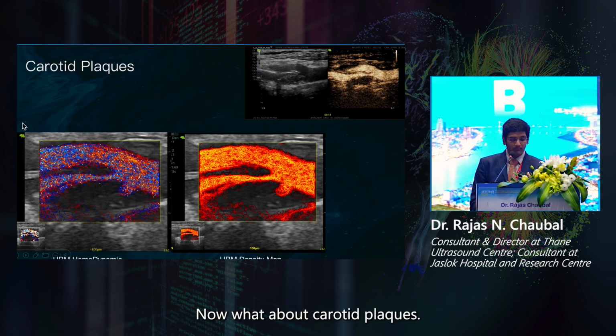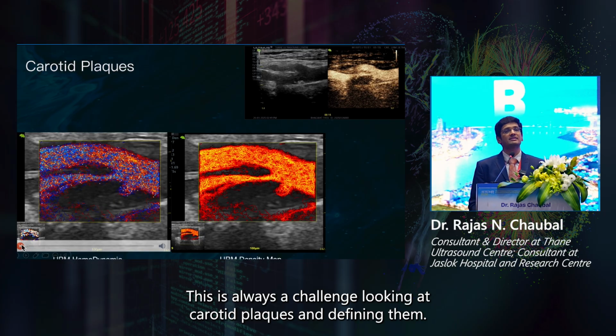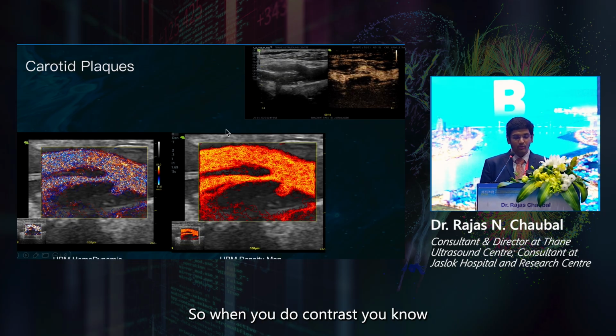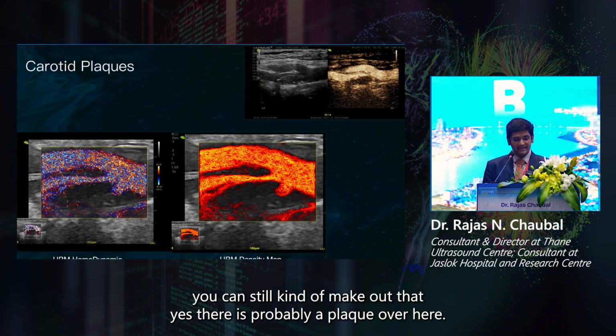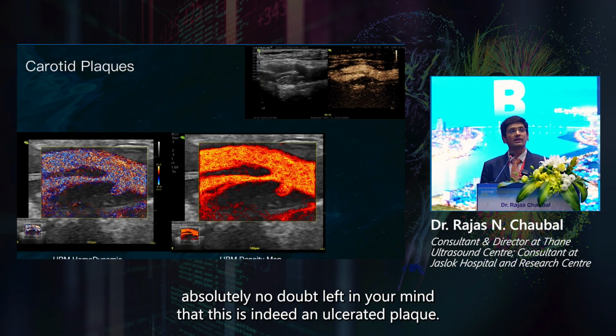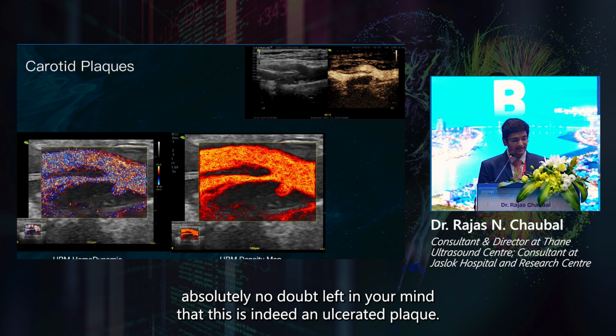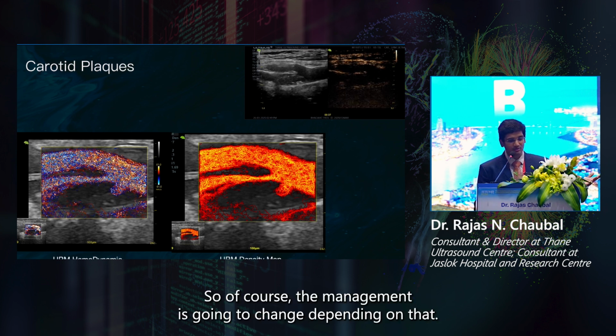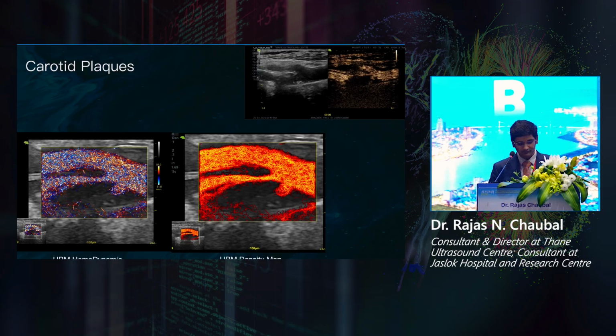Now what about carotid plaques, right? This is always a challenge, looking at carotid plaques and defining them. So when you do contrast, you can still kind of make out that yes, there is probably a plaque over here, but once you do your URM studies, there's absolutely no doubt left in your mind that this is indeed an ulcerated plaque, right? So of course, the management is going to change depending on that.